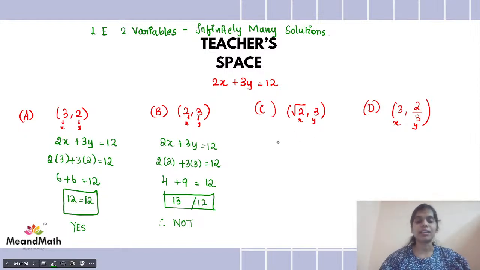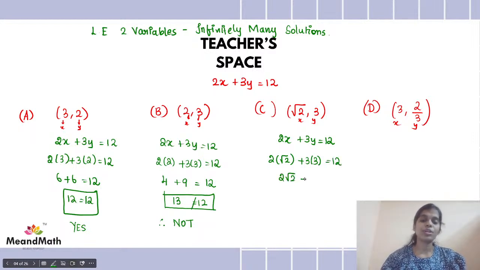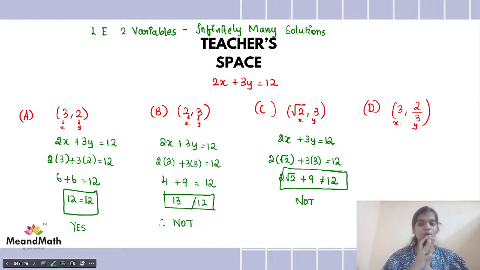Coming to option C. 2x plus 3y equals 12. 2 times root 2 plus 3 times 3 equal to 12. 2 root 2 plus 9 equal to 12. We cannot simplify this, right? So this will remain as it is. Again, it is not a solution. Okay, coming to the next option.